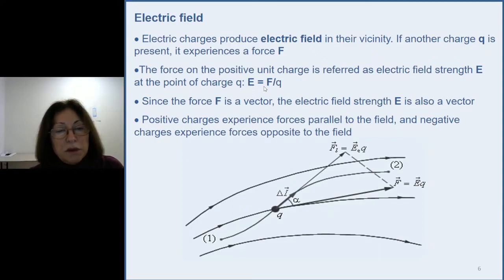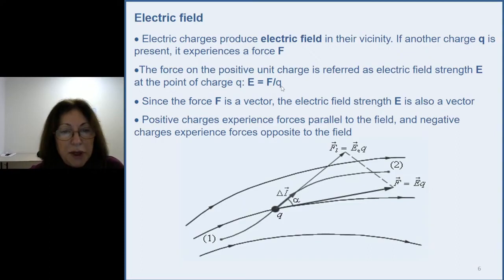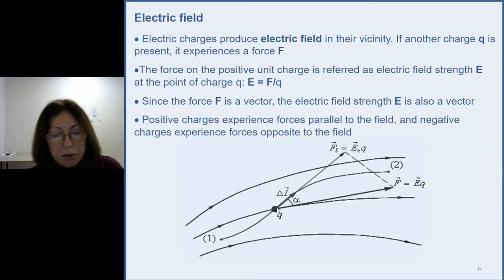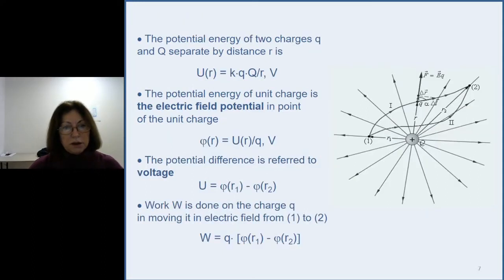that equals the ratio of the force developed by the electric field over the probe charge magnitude. And these vectors form the electric field lines.